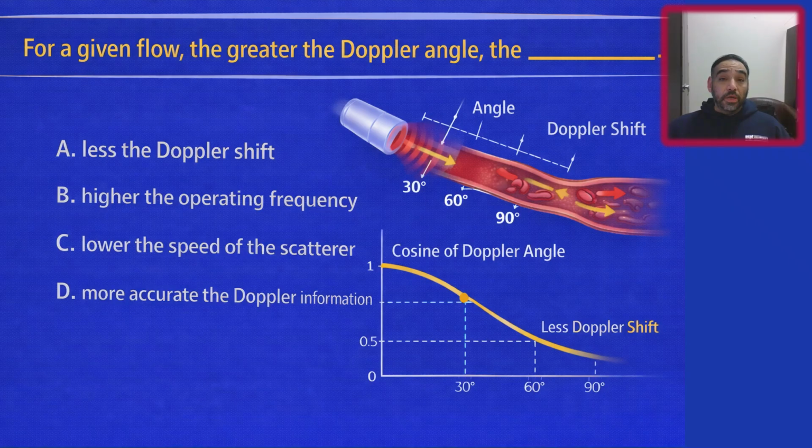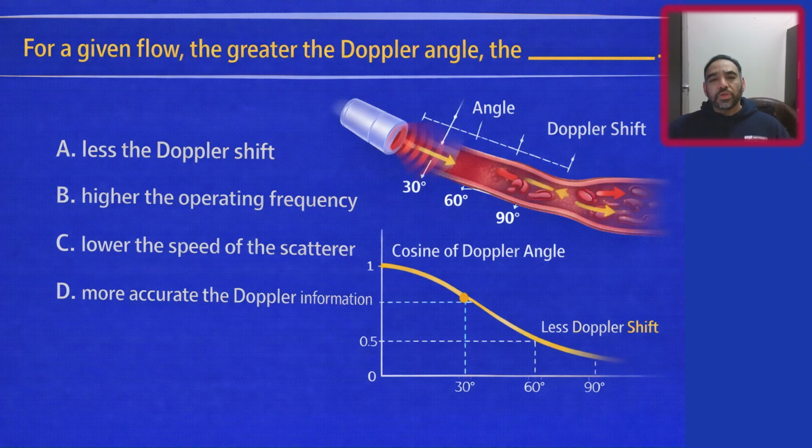Okay, let's eliminate the others now. B says higher the operating frequency. Operating frequency F sub naught is determined by the transducer, not the Doppler angle, so changing the angle does not change the machine's frequency. This answer mixes up 2 independent variables. C says the lower the speed of the scatterer. Blood velocity, little v, does not change just because you tilt the probe. The red blood cell is moving at the same speed in the vessel. Only the measured Doppler shift changes, not the actual velocity.